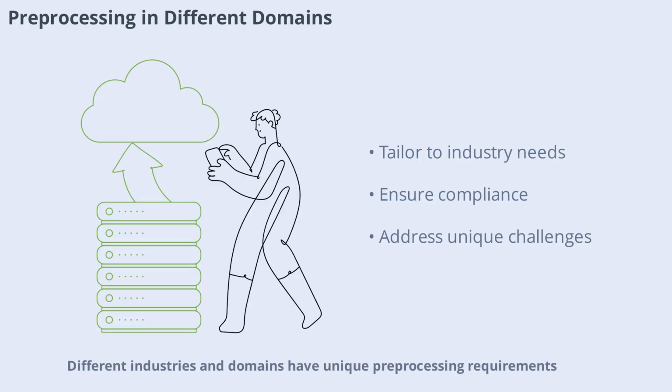Different industries and domains have unique preprocessing requirements. For example, healthcare data may need to comply with strict privacy regulations, while financial data requires rigorous validation to prevent fraud. Understanding the specific needs of your domain helps tailor preprocessing steps to ensure data is both accurate and compliant.